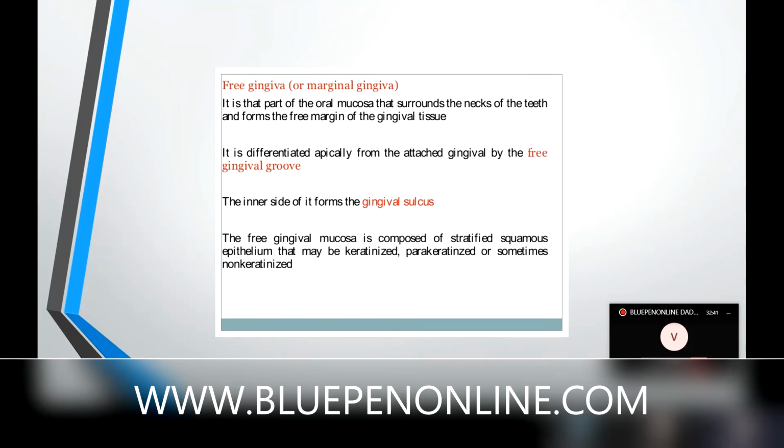So next, coming into individual parts, what is free gingiva or marginal gingiva? It is that part of the oral mucosa that surrounds the neck of the tooth and forms the free margins of gingival tissue.